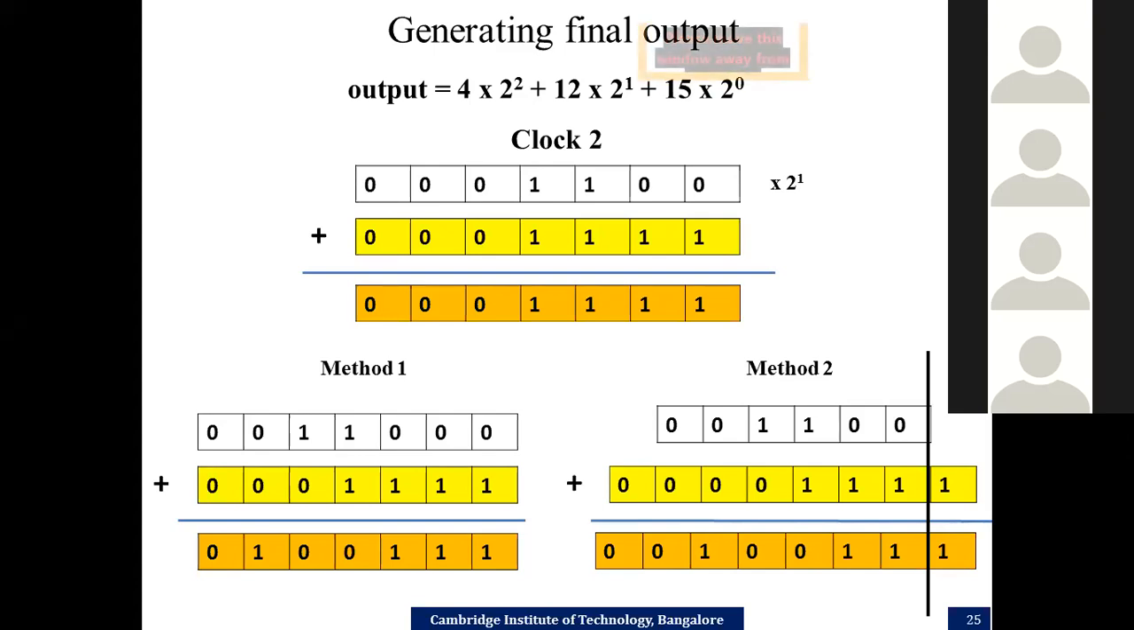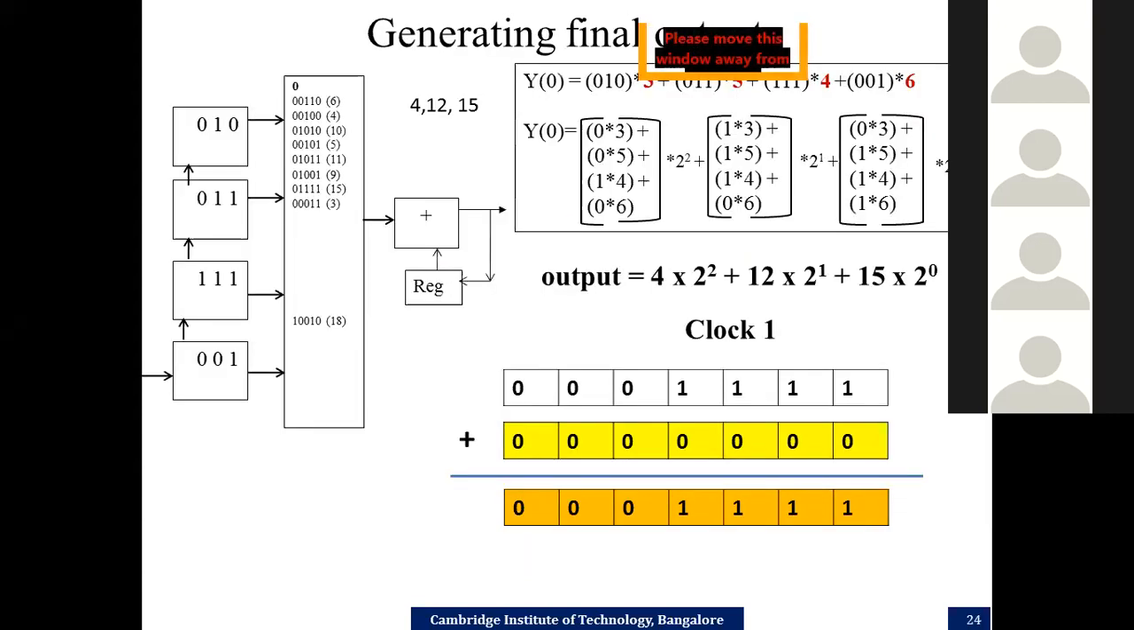But out of these two methods, my recommendation is method 2. Reason being, let us go back. Once the data comes out of the LUT in the second clock cycle, you have to shift that content left once, so you need an additional clock cycle, and then add it to the register content. So to add the content of the LUT in every clock cycle, you need an extra clock cycle to keep shifting it left by 1 unit.